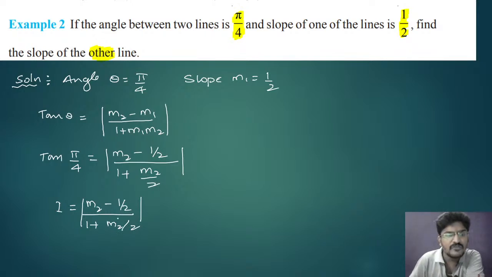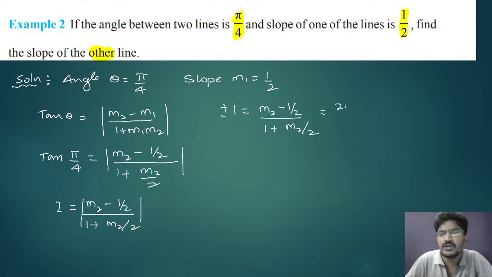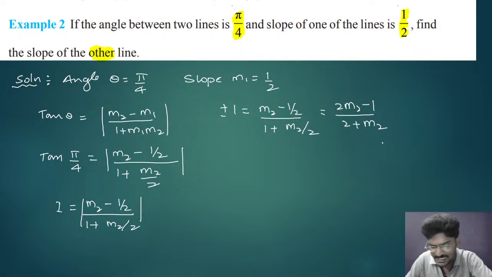If I take out this modulus, all of you know that the modulus has two choices, that is plus or minus. So plus or minus 1 equals (m2 minus 1 by 2) divided by (1 plus m2 divided by 2). Take the LCM and simplify: that will be (2m2 minus 1) divided by (2 plus m2), since the division by 2 gets cancelled. No problem.